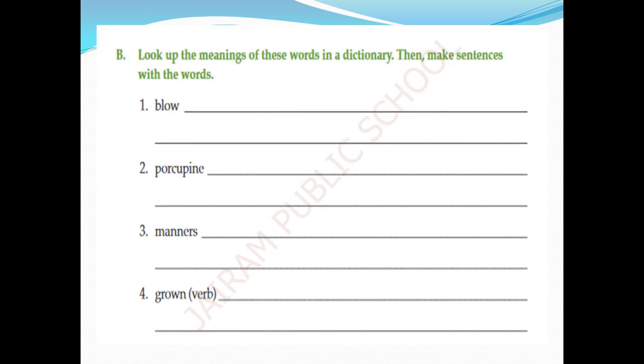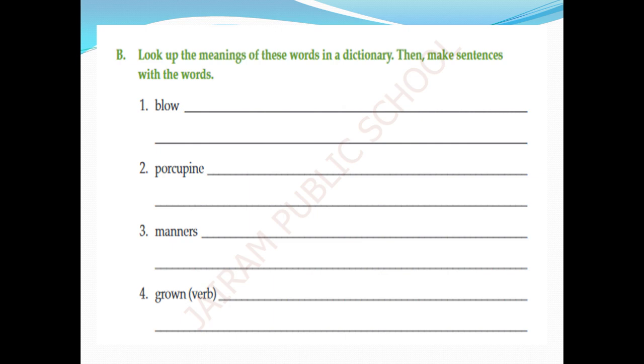Now we are going to refer to a dictionary. Take a dictionary and do this worksheet. Look up the meanings of these words in a dictionary, then make sentences in your own words. Here are some words. Each word comes with two blanks. You are going to fill them with the right things.